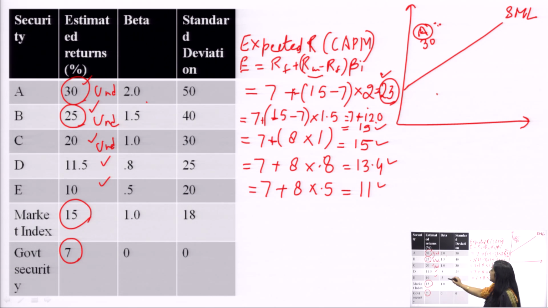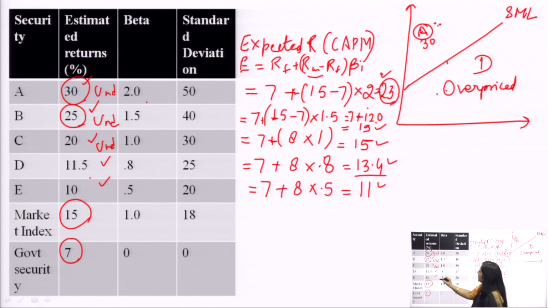Security D is giving us 11.5% return, but according to CAPM it should have given us 13.4% return. It means it is not giving us the expected return, it is giving us less. This means it would lie below this line, so it will be overpriced. So, security D would lie below the SML line. And for security E, we see 10% is being provided, while 11% should have been provided by the CAPM model. It means it is also not performing well, so it is also overpriced.